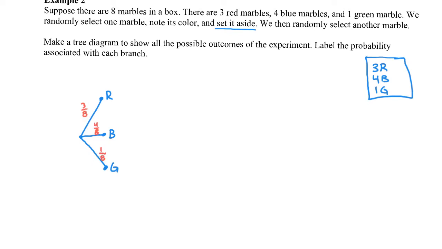Okay, so now what we're going to do is set the marble aside and pick a new marble. So if we chose this red branch, if we picked a red marble first, then we pick another marble. So we have to think about, okay, we could get red, blue, or green. If we pick a blue marble, we could get red, blue, or green, and for the green marble, red, blue, or green. So let me just fill this in.